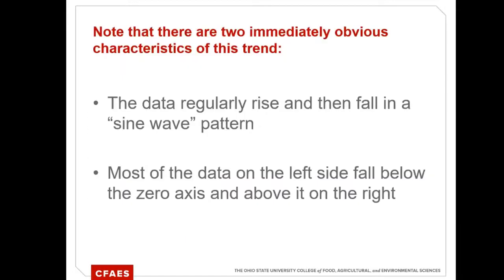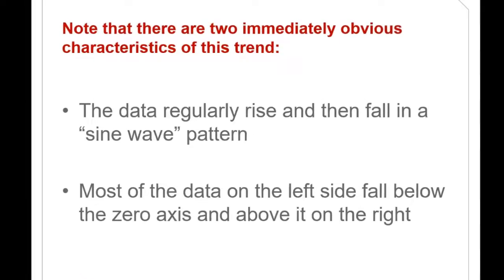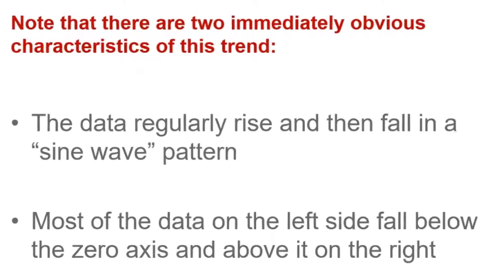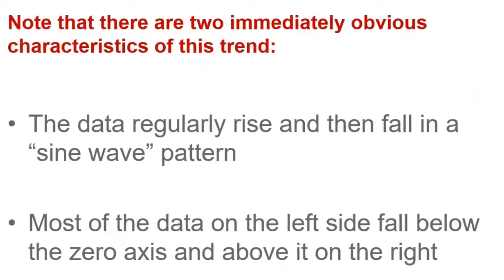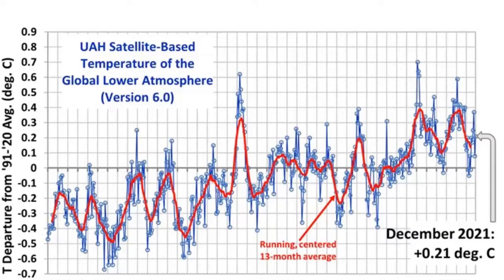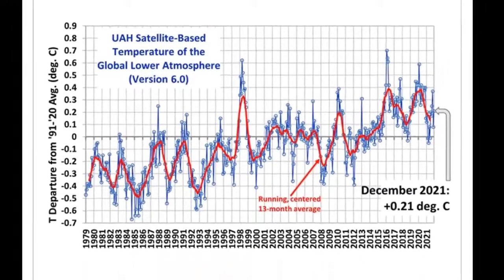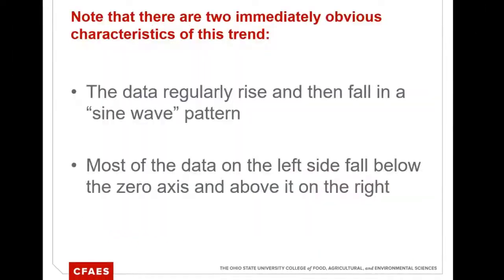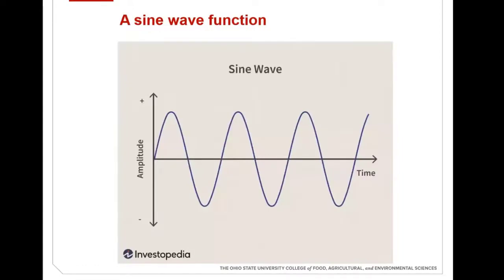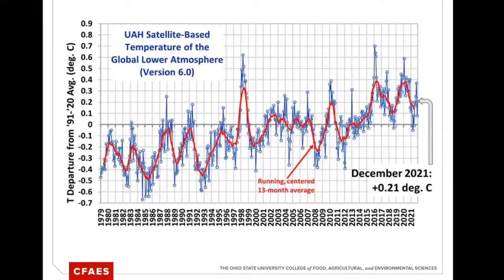There are two things from this that should be immediately obvious to the casual observer. The first is the data regularly rise and then fall in what's called a sine wave pattern. You should notice that. Look at those peaks and valleys all the way through. No matter where it is, you get that pattern. That pattern is called a sine wave pattern. So look at all those ups and downs. It's a sine wave pattern.